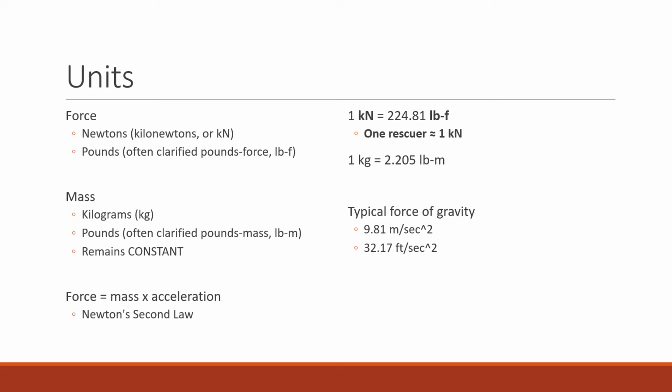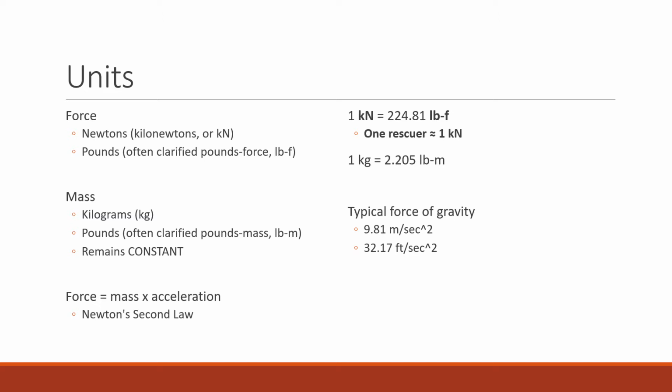Conversions between the two. 1 kilonewton is equal to 224.81 pounds force. This is really convenient because the average rescuer with gear and tools is about a kilonewton, all things considered. We round down just a little bit to that 1 kilonewton. So this is really convenient. 1 rescuer is 1 kilonewton. You have a rescuer and a victim, it's a 2 kilonewton load. 2 rescuers, 1 victim, etc. You can do the math relatively easily, and it stays very simple.